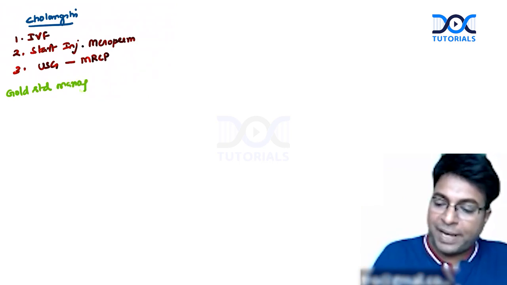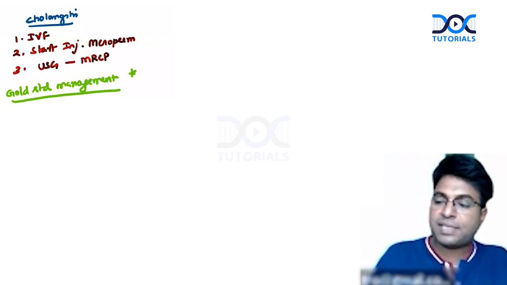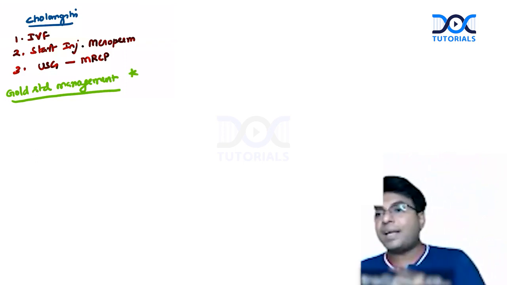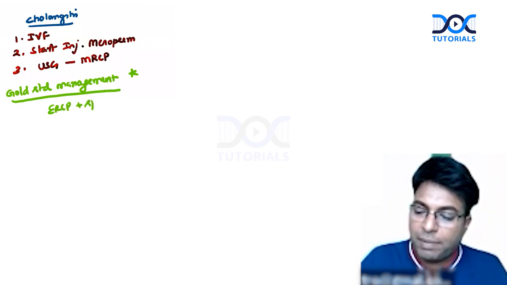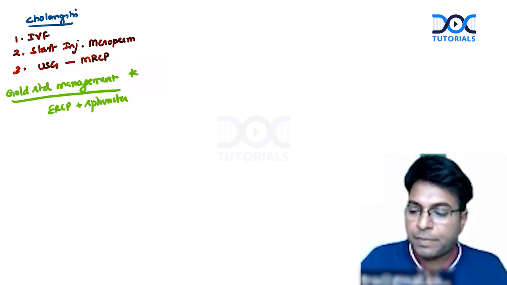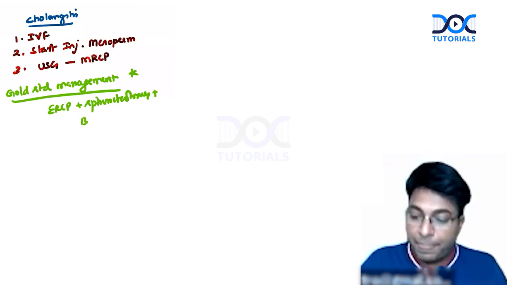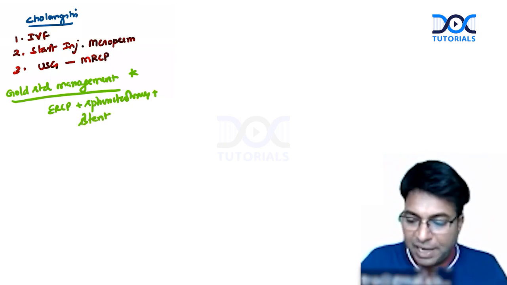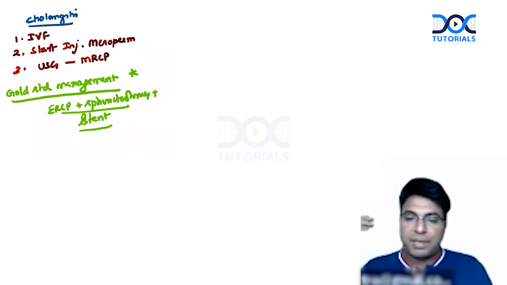What is the gold standard management? This is a typical question for AIIMS exams. Very good, Bhargav Patel. We have to do ERCP, sphincterotomy and stenting and drain the bile. Actually, it is not bile, it will be pus inside the biliary system. Drain it. Afterwards, we will deal with whatever it is. So gold standard management is ERCP, sphincterotomy and stenting.